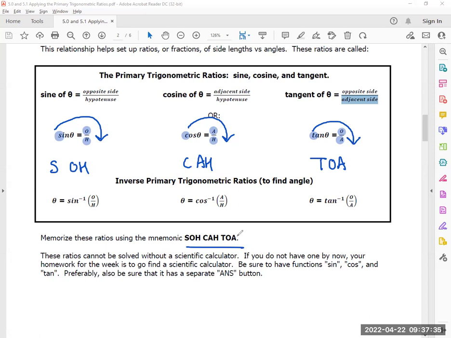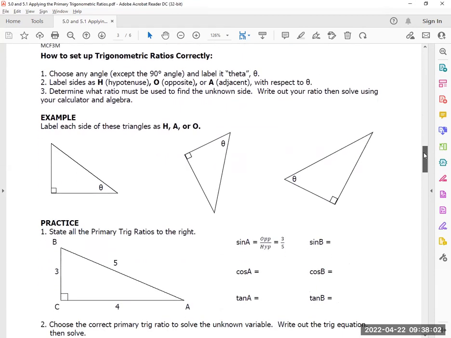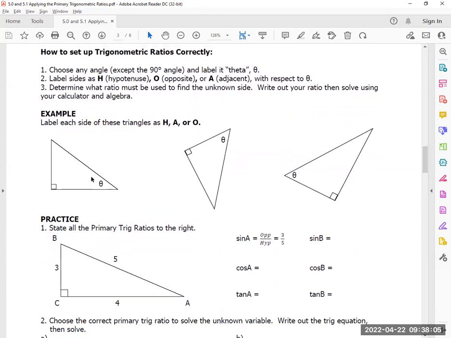SOHCAHTOA. Remember it, because I'm going to ask you how we set up these numbers. Here we go. You might be asking now, what the heck is opposite? What the heck is hypotenuse? What the heck is adjacent? You see O or A or H being used somewhere. So what are those numbers? Come down to the next bit and I'll show you. Every question will have an angle that you're interested in. For example, please take a look at the left angle.